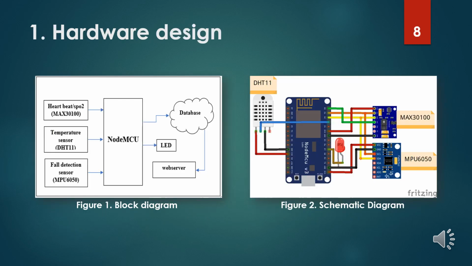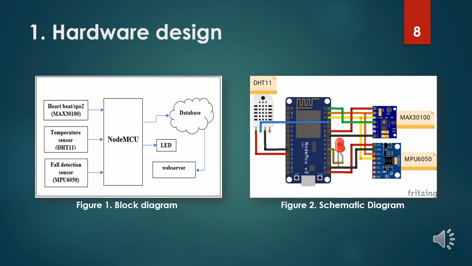Now let's understand the block diagram of the system. The heartbeat sensor will measure the BPM and oxygen level of the patient. The temperature sensor will measure the humidity and body temperature. Then MPU6050 will check the patient position. All this data will be transferred to NodeMCU. Next, it will analyze the data and check the condition and work appropriately.